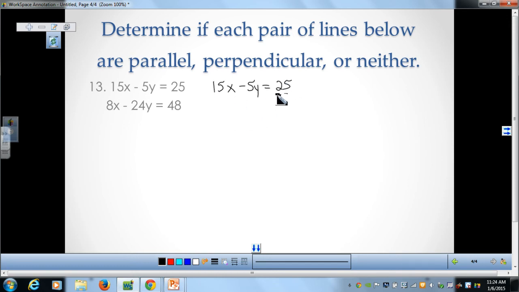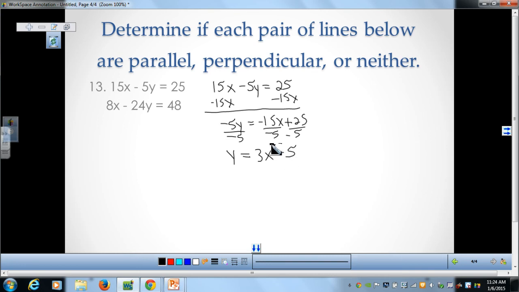So if you remember this process, what we're going to do is solve for y. The first thing I'm going to do is subtract 15x from both sides. I get -5y equals -15x plus 25. Now I'm going to divide by -5. So I get y is equal to 3x minus 5. So I can see that my first equation is a linear function with a slope of 3 and a y-intercept of -5. So now I want to repeat this process with our second equation so that I can compare slopes and compare y-intercepts.